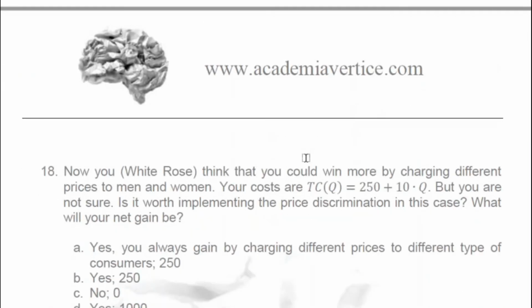Now 18. Now you, White Rose, think that you could win more by charging different prices to men and women. Your costs are 250 plus 10Q, but you are not sure. Is it worth implementing price discrimination in this case? What will your net gain be? We've learned that maybe it's not good for me, White Rose, to price discriminate. So let's see.